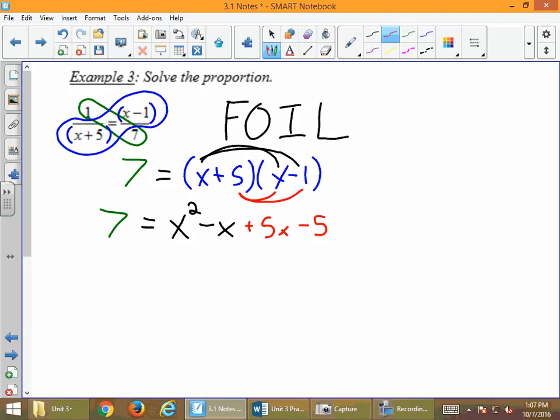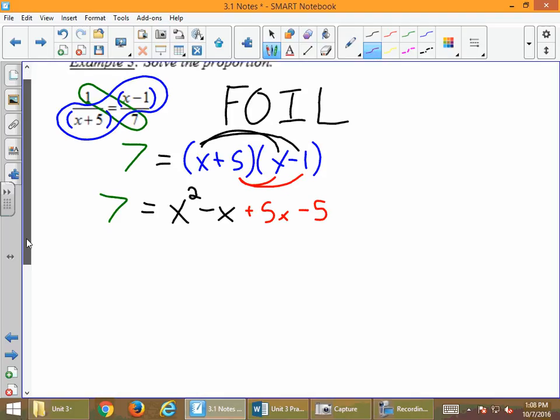Now, whenever you do FOIL, those middle terms are always going to combine together. There's always going to be combining like terms. Middle ones will. Either they'll get smaller or actually cancel themselves out in some scenarios. So let's go ahead and reduce it one more time, and we're almost where we need to be.